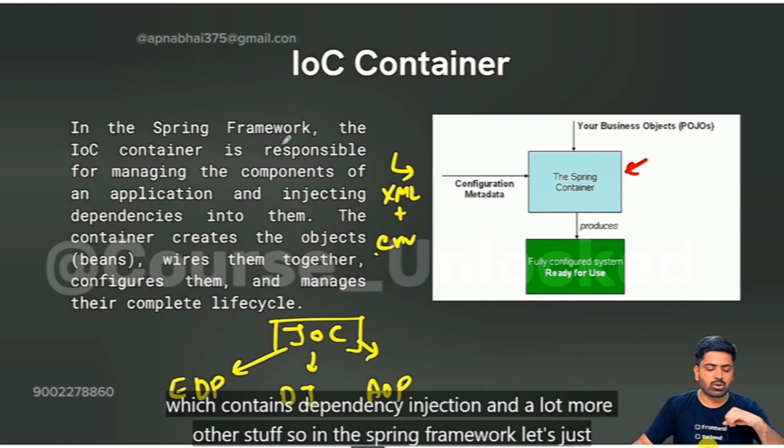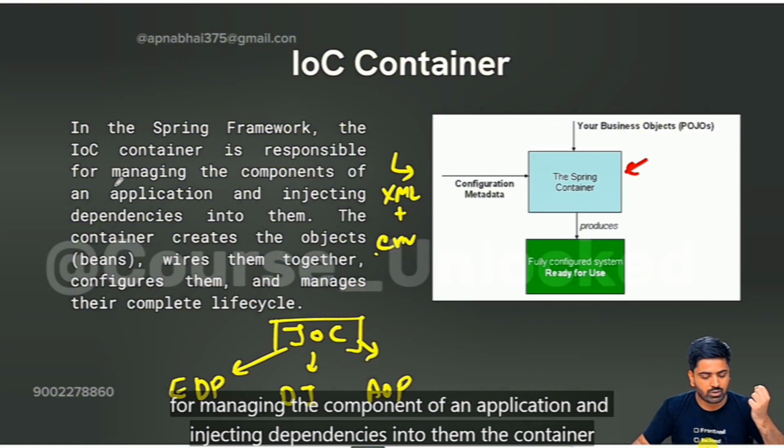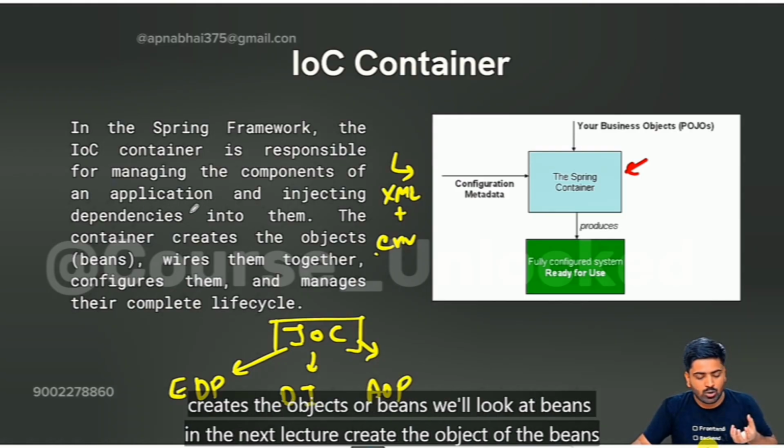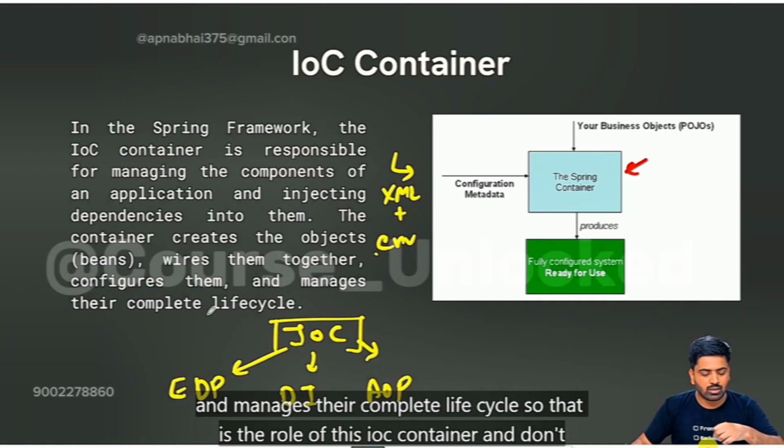So in the Spring framework, let's look at the official documentation definition. In the Spring framework, the IOC container is responsible for managing the components of an application and injecting dependencies into them. The container creates the objects, or beans. We'll look at beans in the next lecture. It creates the objects of the beans, wires them together, which means it injects the beans whenever they are required, configures them, and manages their complete life cycle. So that is the role of the IOC container.